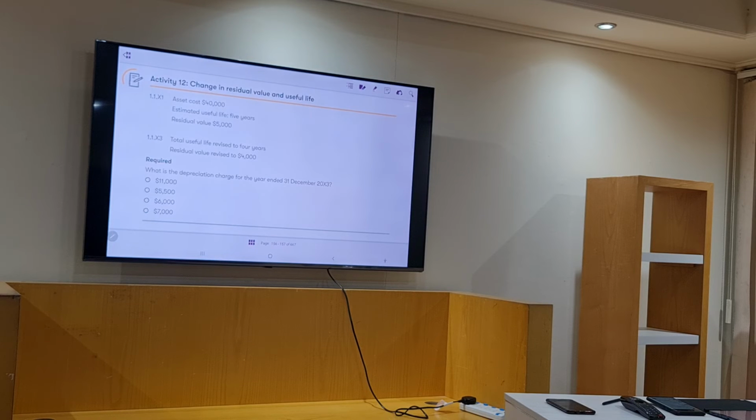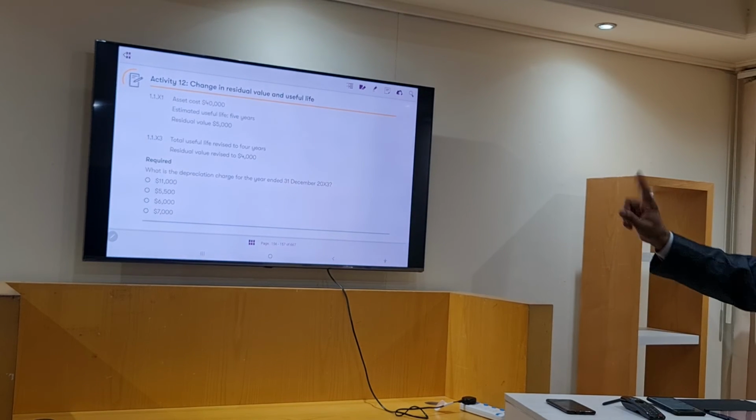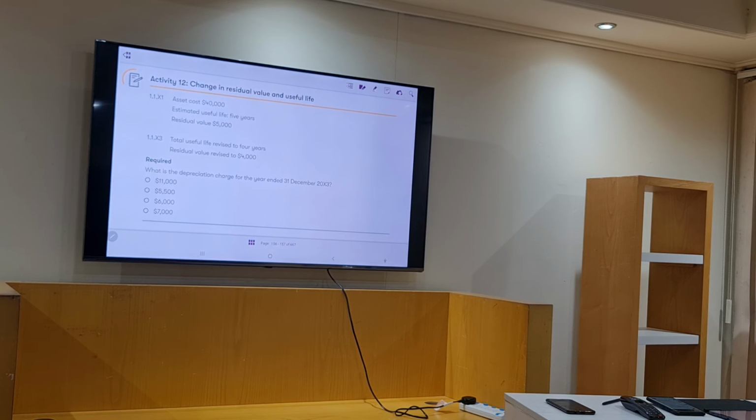If you calculate the depreciation first time, will it come to 8,000? No, that's wrong. There is a double change. Tell me first, before the change, how much is the depreciation? Before change, 7,000. That's correct, because 40,000 minus 5,000 divided by 5 is 7,000. Okay, let's work it out.